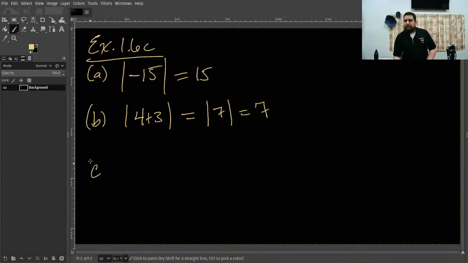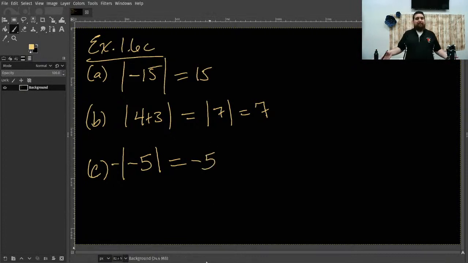And then for part C, we have negative the absolute value of negative 5. First things first, we have to take care of the absolute value first. So we have the negative being brought over, and then the absolute value of negative 5 is 5. So our final answer is negative 5. I know that looks weird, but that's what actually happens here.